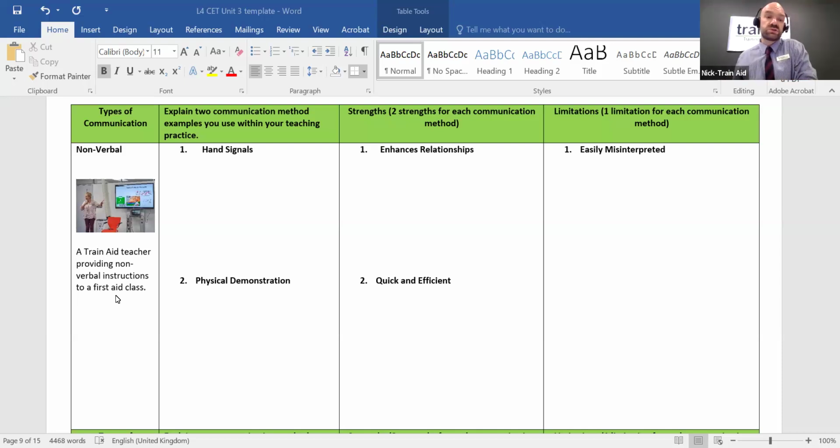So with regards to the communication method then, what we need to do is think of basically two examples of non-verbal communication that you use within your own teaching practice. So for this assignment answer, I've just summarized the key points, but it's very much the same as before. So we're looking for a paragraph of information per section. I've listed the key points and I will explain these, of course.